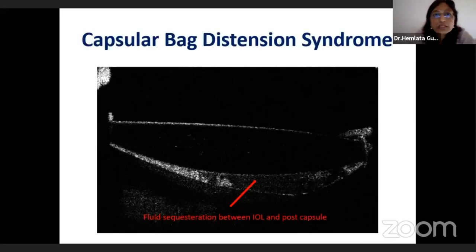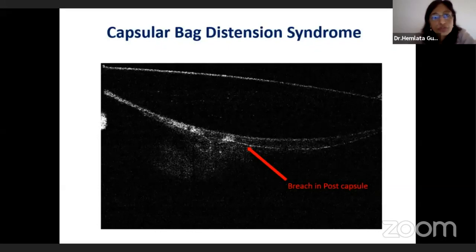This is another interesting case of capsular bag distension syndrome, in which you can see that the fluid sequestration is there between the IOL and the posterior capsule. Sometimes if the fluid is milky, you are not able to see where the posterior capsule is because of the haze. In these cases, even a single shot of YAG capsulotomy, the fluid actually goes into the vitreous cavity, and the patient's myopic shift improves, and there is improvement in the final visual acuity.